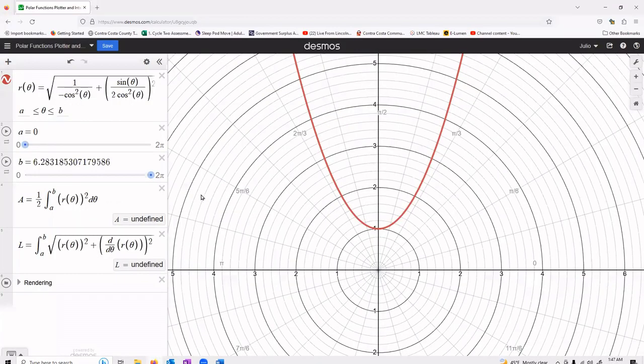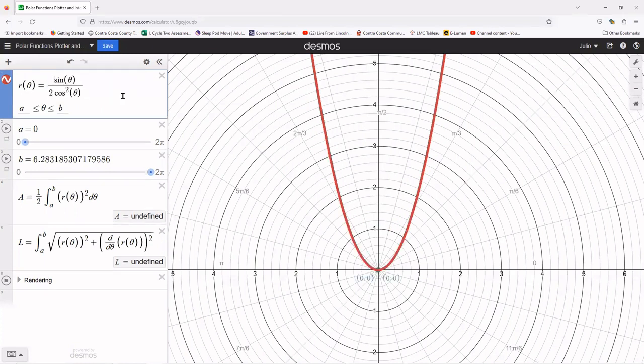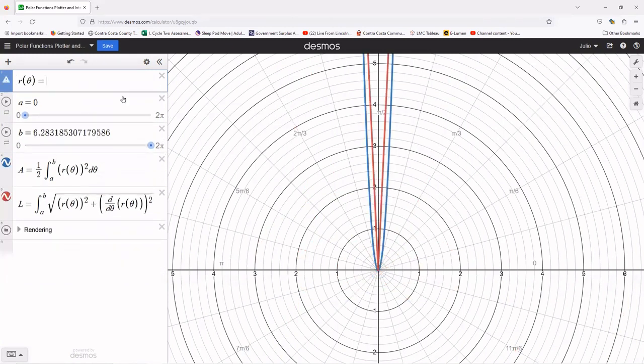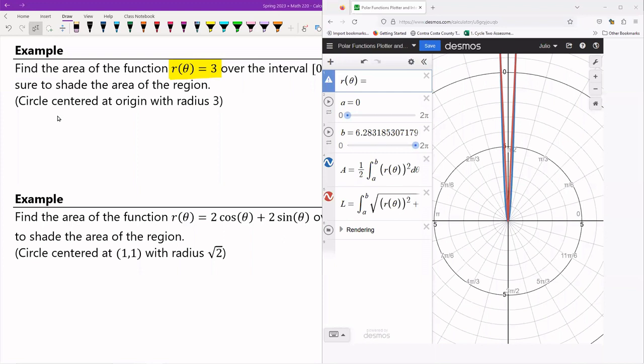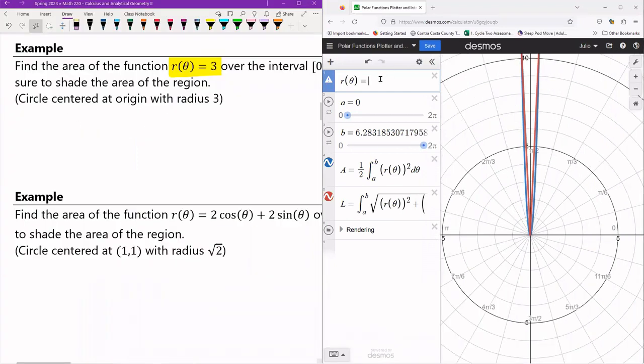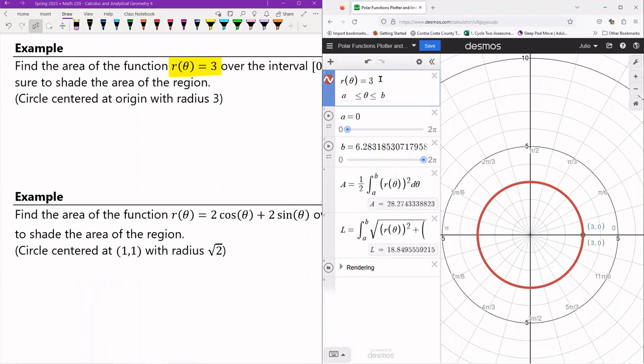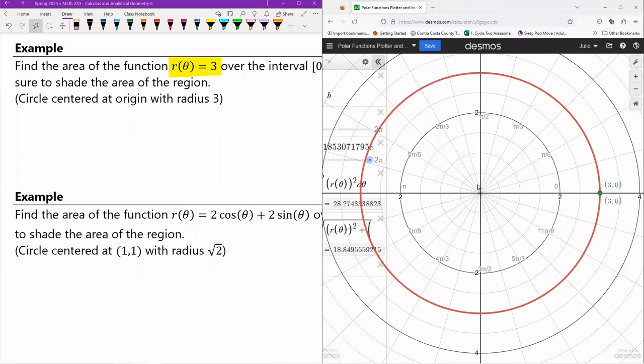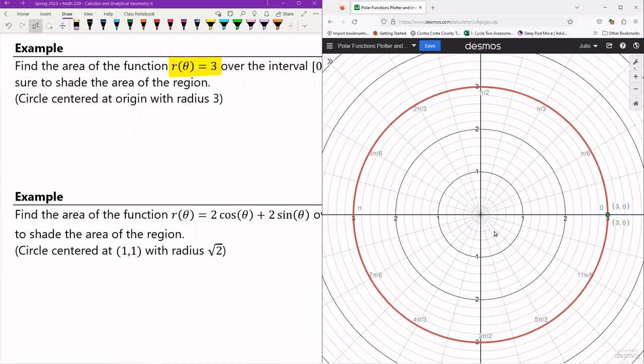I want to just plot, you guys recognize that, and that's the old one. Let me go ahead and go back. Okay, so my equation is just r of theta is equal to 3. You guys see that? So I'm just going to plug in 3, bam. And look at what we get. It is a circle of radius 3.